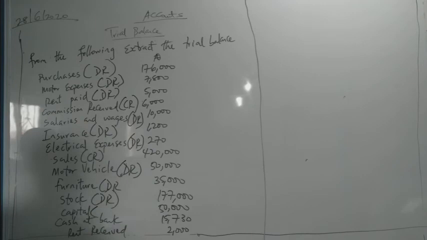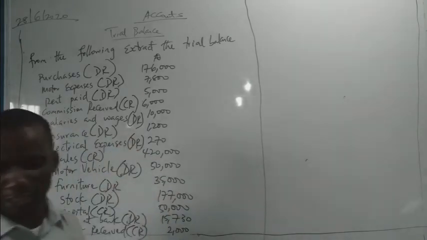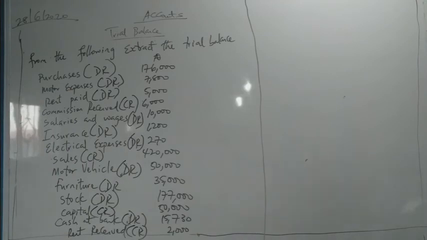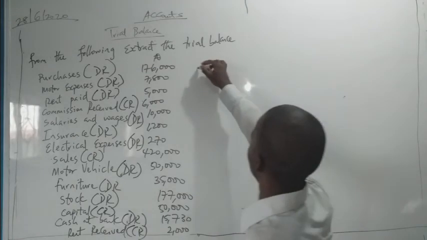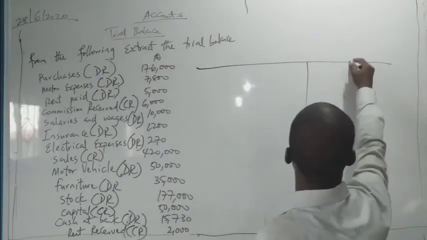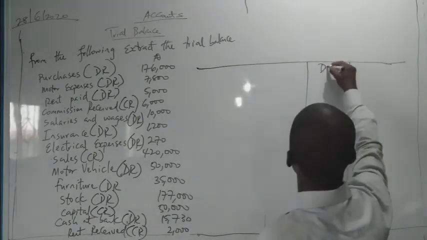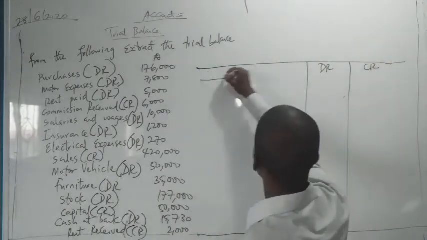Now, capital is a liability to the owners of the business. So this is a credit. Cash at bank, this is an asset, debit. Then, rent received, this is an income coming in, credit. So this is just a list. Now, if we draw up the list, based on this, we cannot draw up the trial balance. A trial balance is always broken into two parts, the debit and the credit.